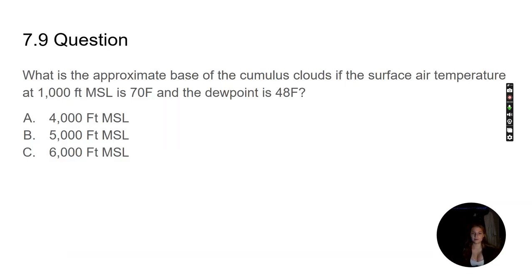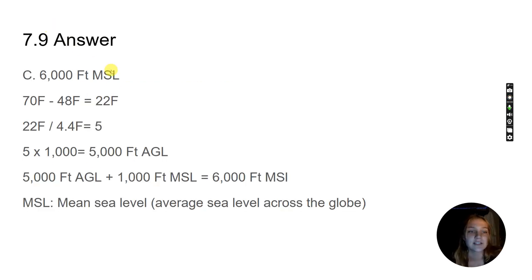All right. What is the approximate base of a cumulus cloud if the surface air temperature at 1,000 feet MSL is 70 degrees Fahrenheit and the dew point is 48 degrees Fahrenheit? Pay attention to the MSL part. It's gonna try and trick you. So we got 4,000 feet MSL, 5,000 feet MSL, or 6,000 feet MSL. And the answer is 6,000 feet MSL. See, we go through everything.